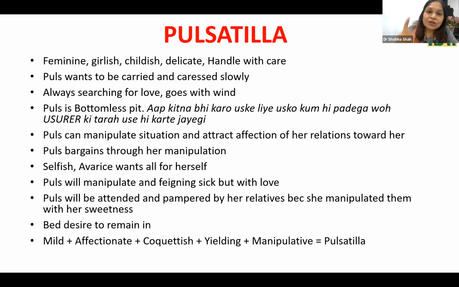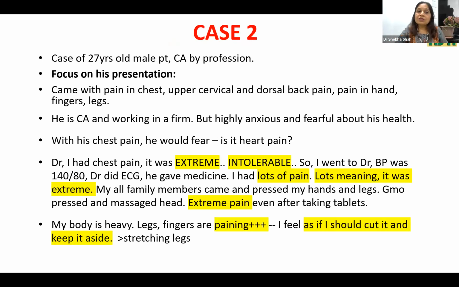In such cases, you should definitely take up rubrics like coquettish. These types of rubrics, which have a very small number of remedies, help you a lot to reach the remedy very fast. Okay, friends. So with this, we will go to the second case.